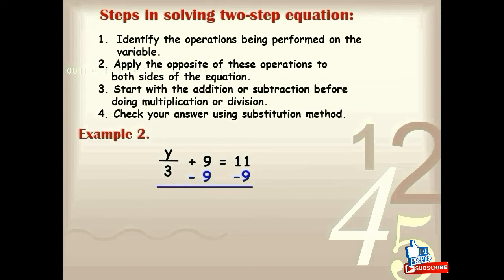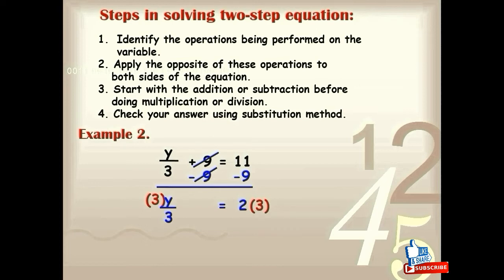Let us simplify. Now, positive 9 and negative 9 is equal to 0. Therefore, we can simply cancel both of them. Y over 3 is left. Now, positive 11 plus negative 9, or simply 11 minus 9, is equals to 2. Next step, since we are dividing our variable by 3, we're going to do the inverse. We're going to multiply it by 3. And since we multiply one side by 3, we're going to multiply the other side also by 3.